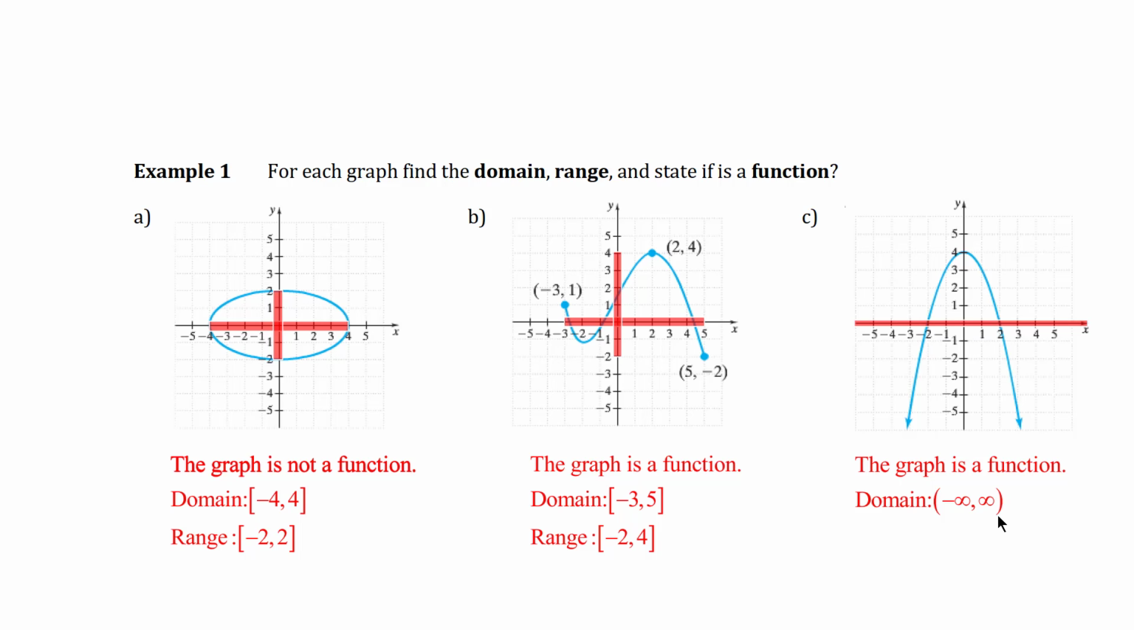Now to find the range. If we take a look at the y-axis, you can see that the highest y value our graph uses is +4. We can also see that our graph uses all of the y values below 4 going towards -infinity. So we write our range as parentheses, -infinity, 4, close bracket.